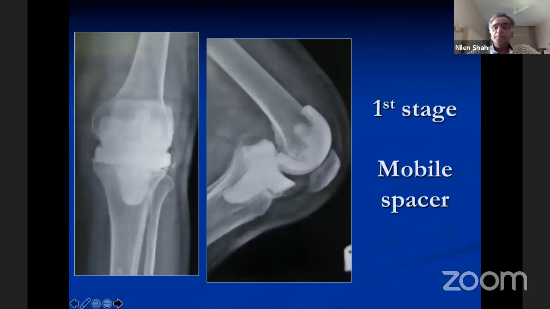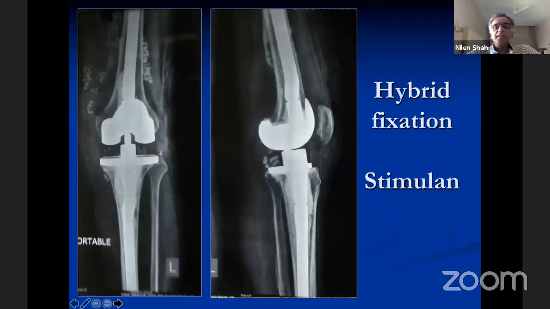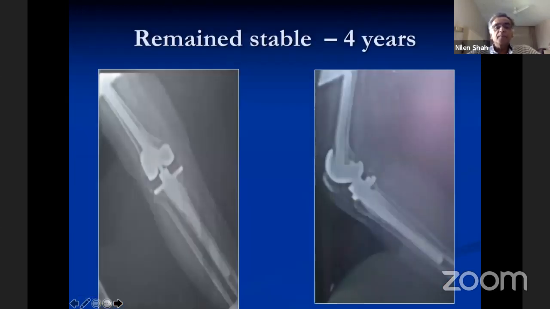Another example, a mobile spacer which was infected, hybrid fixation, and we put in stimulant. And she's also remained stable.